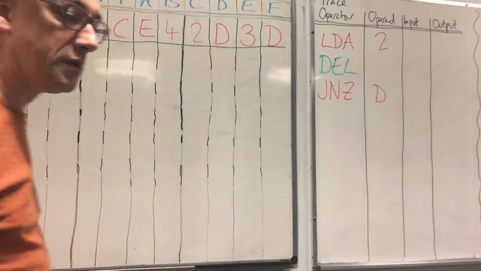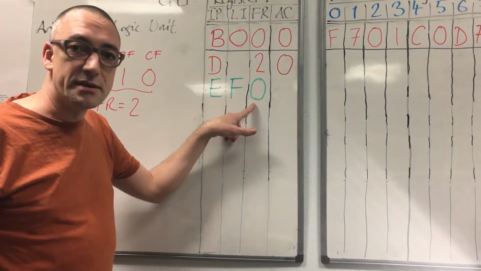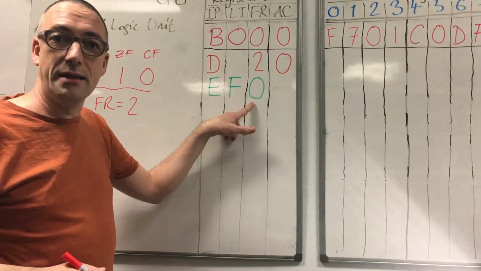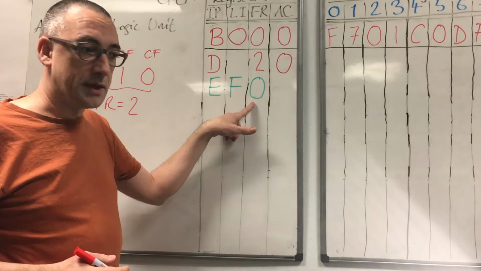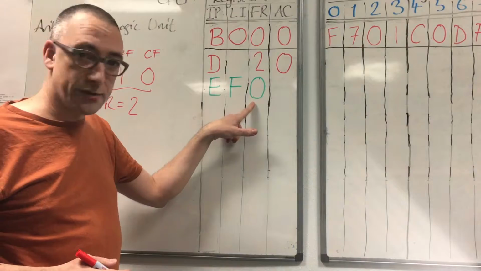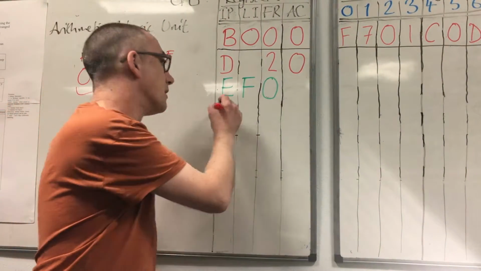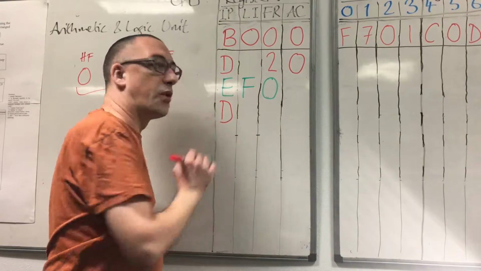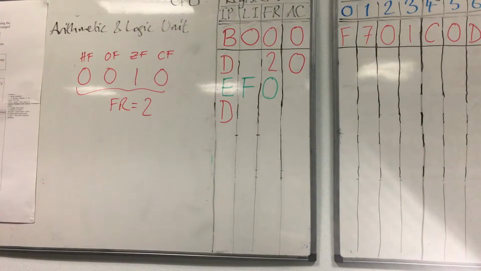Now what does it do? Well, we just cleared the 0 flag in the previous instruction. So that means the condition for jumping is true. The 0 flag is clear. Jump if not 0 to D. We must jump. That sets the instruction pointer to D. Now, let's go round again.